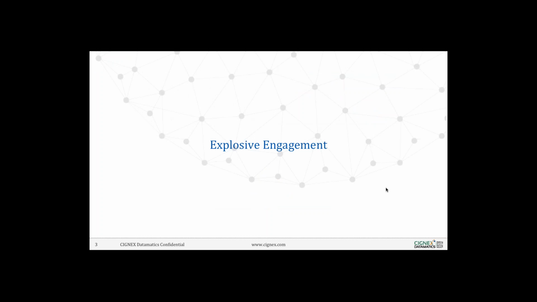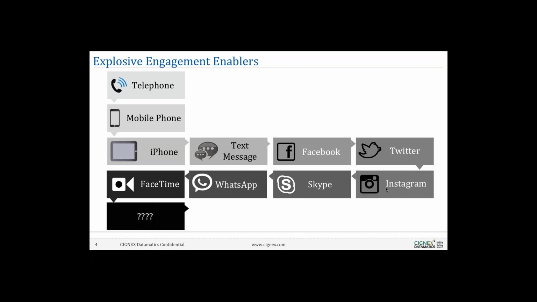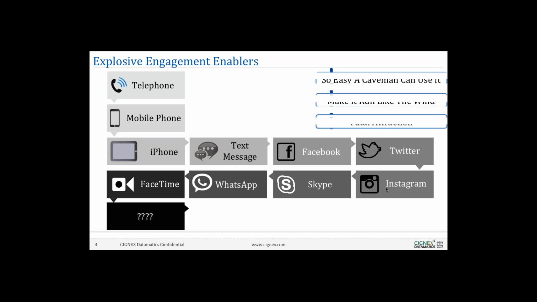Getting into the first part of the topic today, we are talking about explosive engagement, and we've all seen various enablers over time. It started with the regular landline telephone, which enabled people to engage with each other in a very different manner. Then came the mobile phone, the iPhone for those of you who are Apple fans, which changed the whole picture of cell phone communication. Text messaging came later. Then we had Facebook, Twitter, and now the latest, WhatsApp and Instagram. So what have all these things done besides create explosive engagement? They are so easy to use that even a caveman can use it.